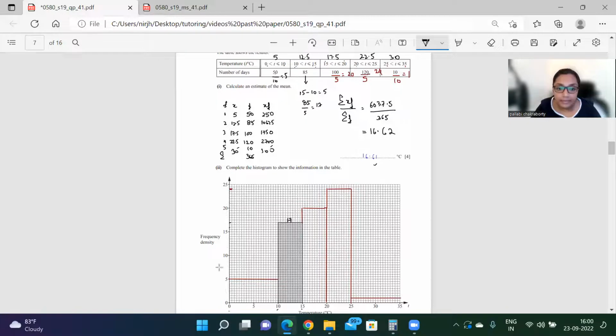So you have to complete the histogram. Don't forget, this will also be made. This has to be made and this also has to be made, right? That is how we complete it. Now moving on to the next question.